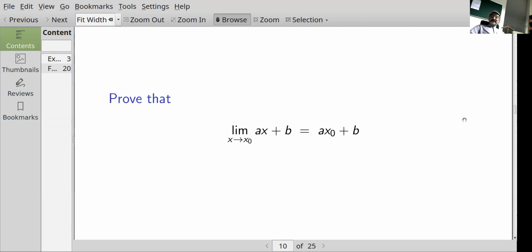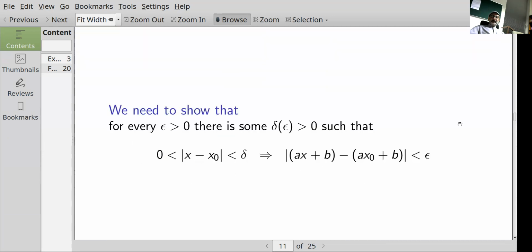The limit as x goes to x naught of ax plus b is equal to ax naught plus b. Okay, what do we need to show? Okay, we need to show that for every epsilon greater than 0, there exists some delta dependent upon epsilon, such that 0 less than absolute value of x minus x naught less than delta implies that f of x, that's ax plus b, minus the claimed limit, ax naught plus b, is less than epsilon.